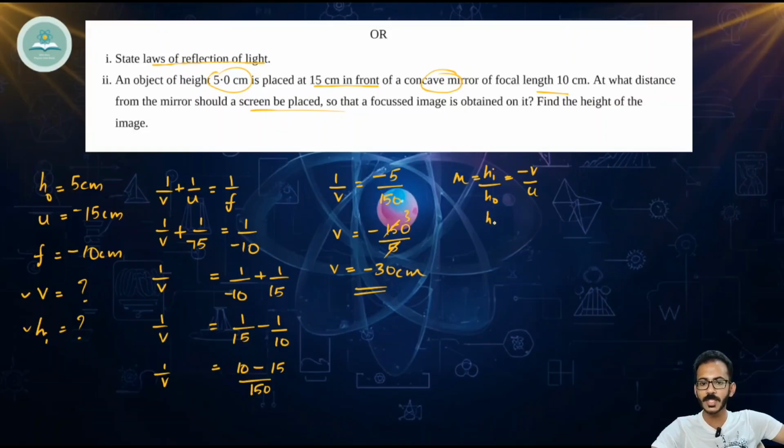Height of the image, I'll write it as it is. Height of the object is 5 is equal to minus of V. V is minus 30 divided by U. U value is minus 15. Here minus into minus became plus. Now height of the image is equal to, here 15, 15 into 2 is 30. So now height of the image is 5 into 2. 5 2s are 10. 1 minus is remaining.